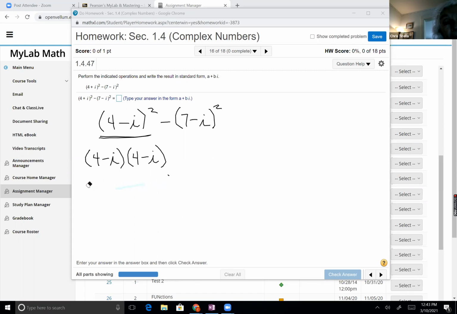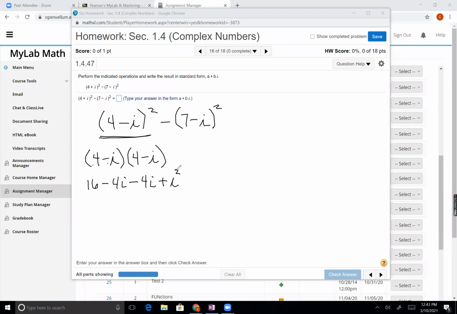What you get is equivalent to my old school foiling. 4 times 4 is 16. 4 times negative i is negative 4i. Negative i times 4 is negative 4i. Negative times negative is positive, i times i is i squared. So far, so good? Yeah.